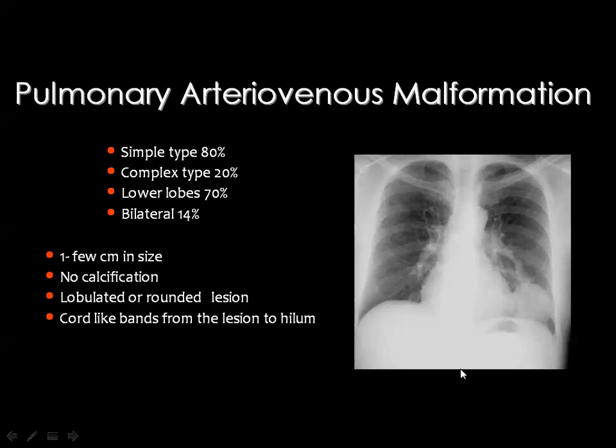We have a simple type, which is seen in about 80% of the cases, and the complex type seen in the remaining 20% of the cases. The AVM is distributed more commonly in the lower lobe, and they may be bilateral in about 14% of the cases. The arteriovenous malformation is in the range of a few centimeters. It is commonly a nodule rather than a mass. No calcification, may have a lobulated or smooth outline.